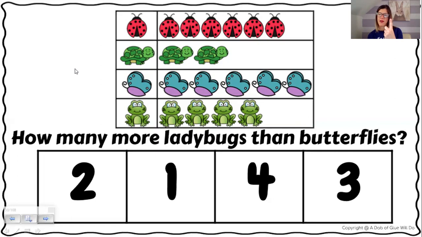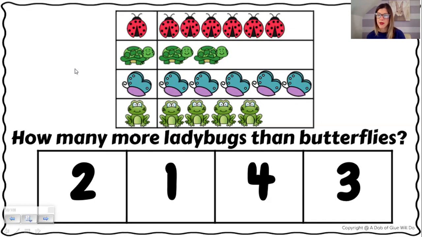How many fingers do I have up? 1, right? So 6 minus 5 equals 1. Or if I had a piece of paper, I could draw a line from the first ladybug to the first butterfly, second ladybug to the second butterfly, third ladybug to the third butterfly, fourth ladybug to the fourth butterfly, fifth ladybug to the fifth butterfly.